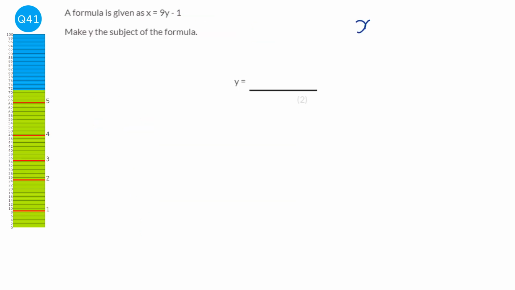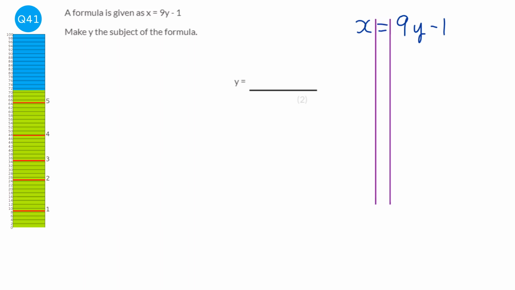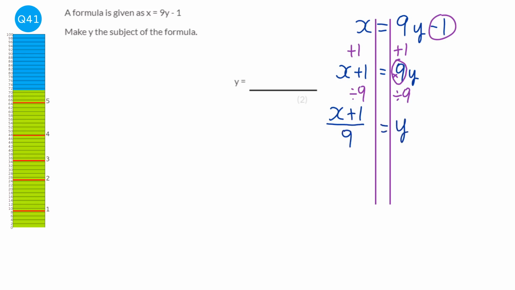So I'm going to write the formula out. We're asked to make y the subject, so I'm just going to get my lines in. What's stopping us from having y on its own? Well, this minus 1. How am I going to get rid of it? Add 1 both sides. So we've got x plus 1 equals 9y. What else do we have that stops y from being on its own? Well, there's times 9 here. So we're going to do the opposite, the inverse, which is divide by 9 both sides. To do that nicely, we just do it as a fraction. x plus 1 over 9 equals y. So therefore y is x plus 1 over 9.